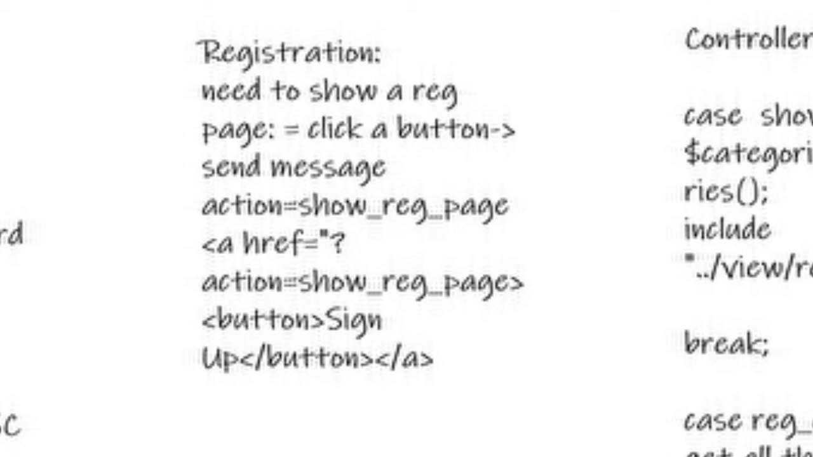By clicking that button, that's going to send a message with the variable action equal to something. I'm just going to call it show reg page. That's going to be the action value that's going to be sent. If we're having a button as a link using the get method, as an example, around the button I could have an A tag with an href equal to question mark action equals show reg page.